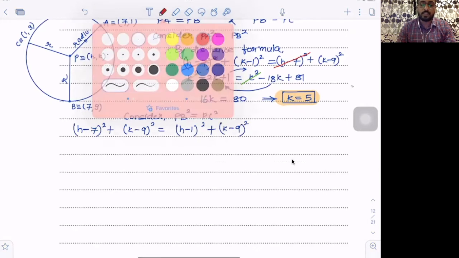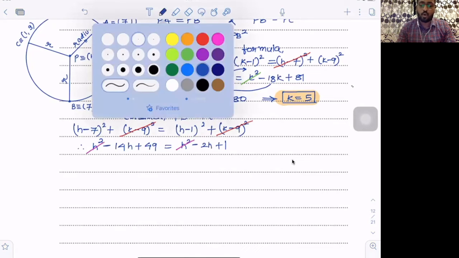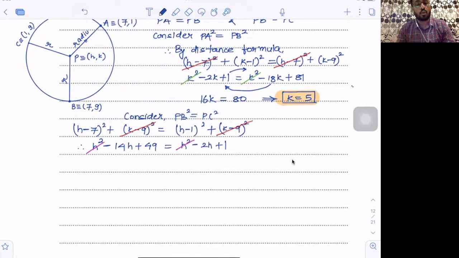From both the sides, which term is going to get cancelled? This time the (k minus 9) the whole square term will get cancelled, and the (h minus 7) and (h minus 1) the whole square terms will get expanded and simplified. So I'm going to cancel the (k minus 9) the whole square from both the sides. Let's expand (h minus 7) the whole square. If I expand it, I'll get h square minus 14h plus 49 is equal to h square minus 2h plus 1, right? Again, I go further and cancel the h square and the h square from both the sides. You collect all the terms of h on one side and all the constants on the other side.